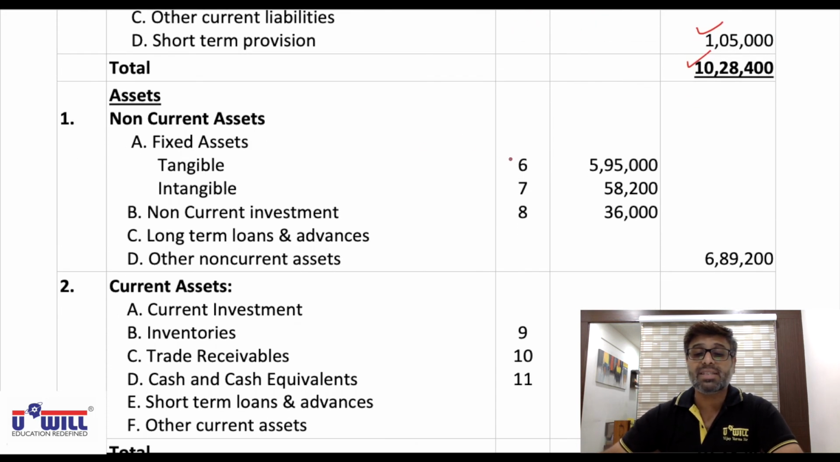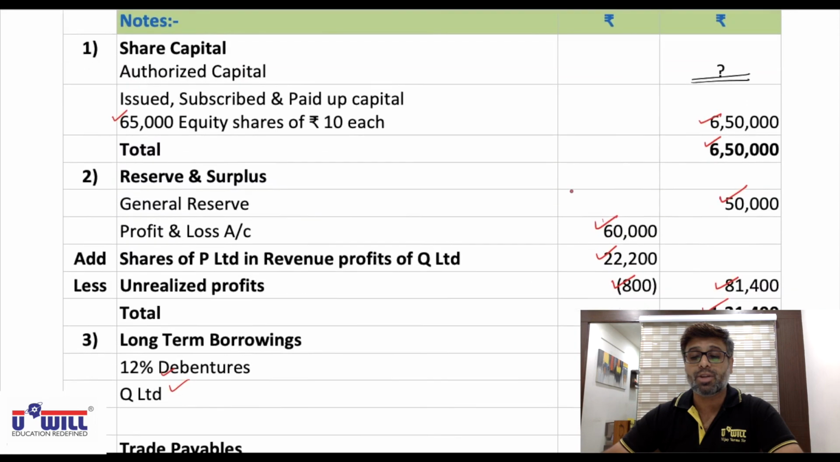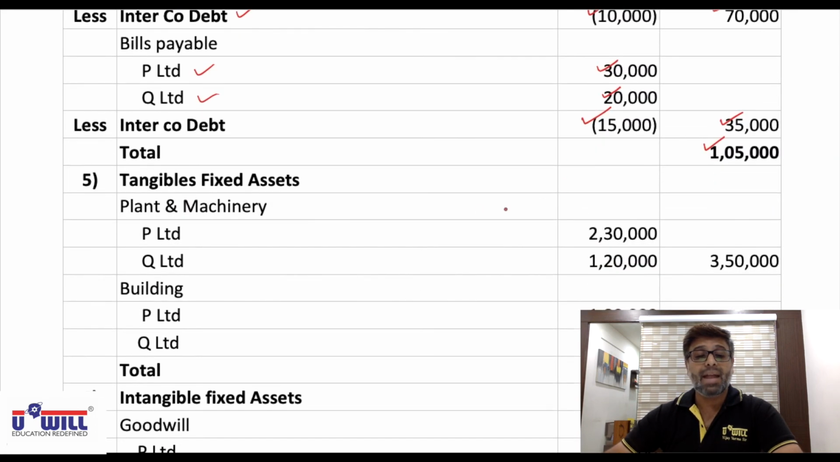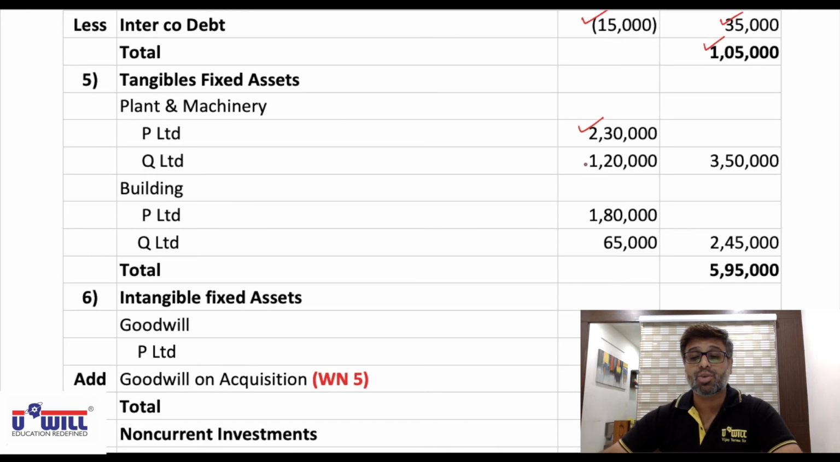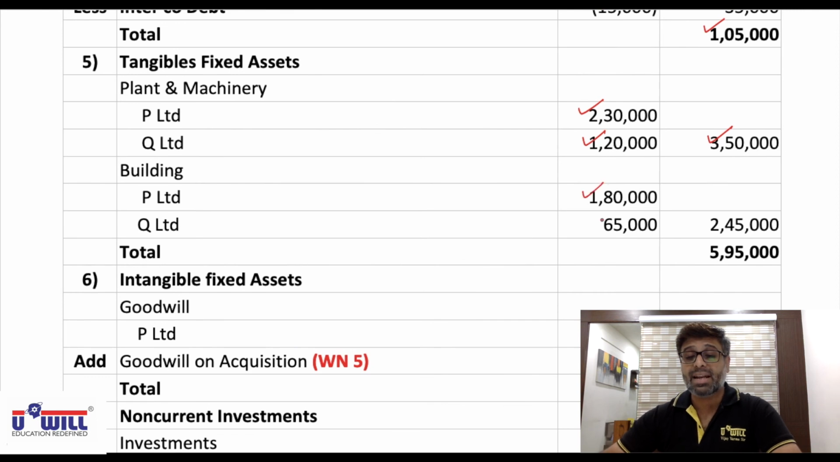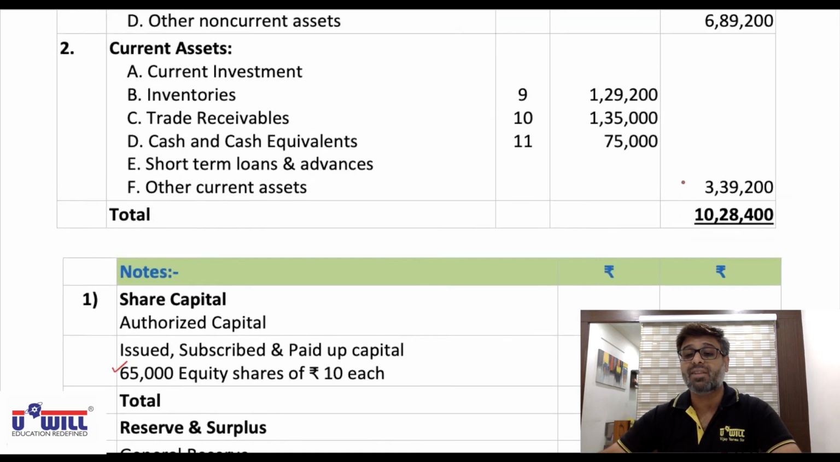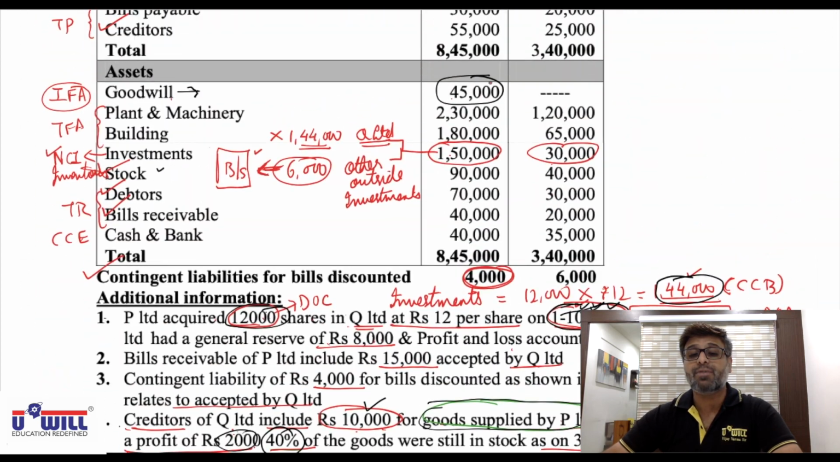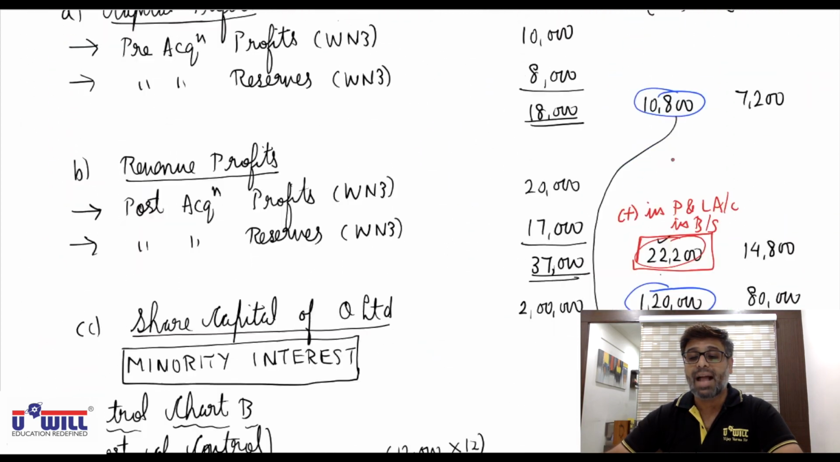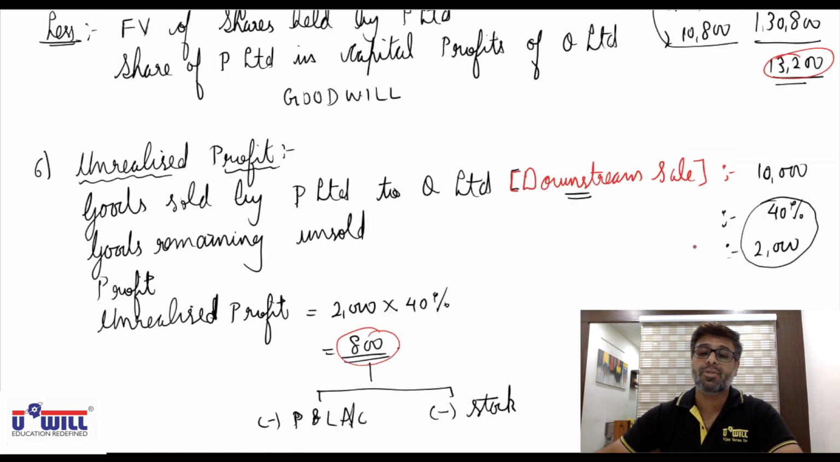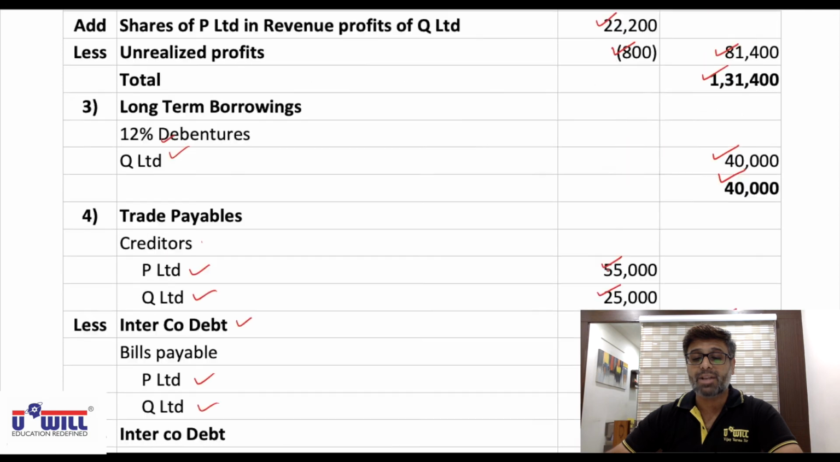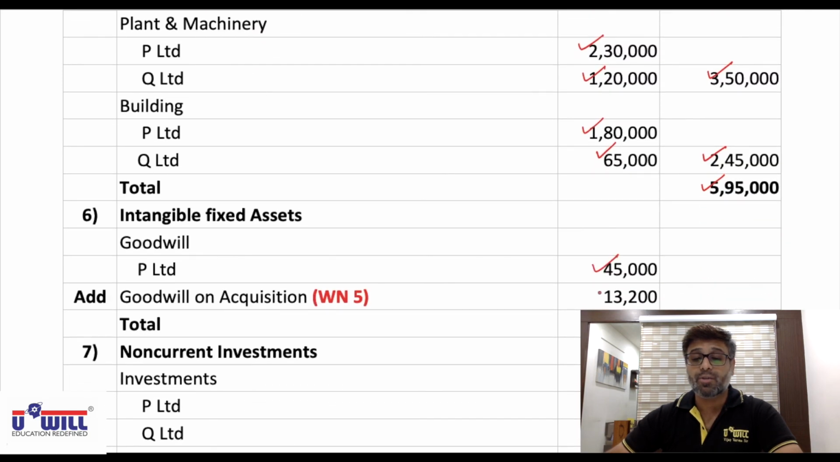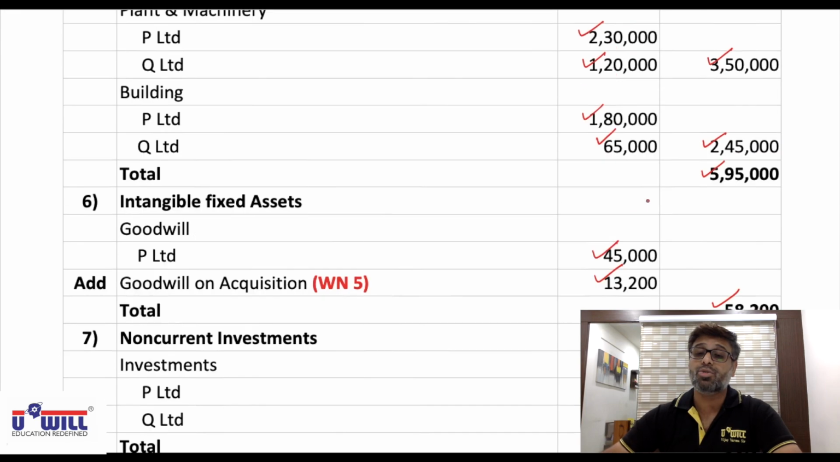Now in non-current assets, fixed assets, tangible, you will have 5,95,000. Look at the notes. In that you will have plant and machinery of P Limited 2,30,000, Q Limited 1,20,000, total 3,50,000, and building of P Limited 1,85,000, Q Limited 65,000, 2,45,000, total 5,95,000. Intangible: I told you, goodwill is already there in the balance sheet, 45,000. In that you will further add this goodwill amount of 13,200. So 45,000 of goodwill in the balance sheet plus 13,200 of goodwill on acquisition, you get 58,200.